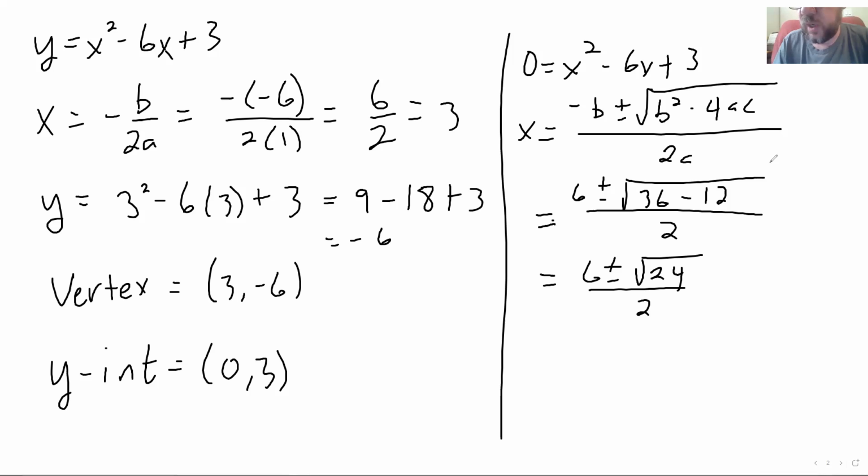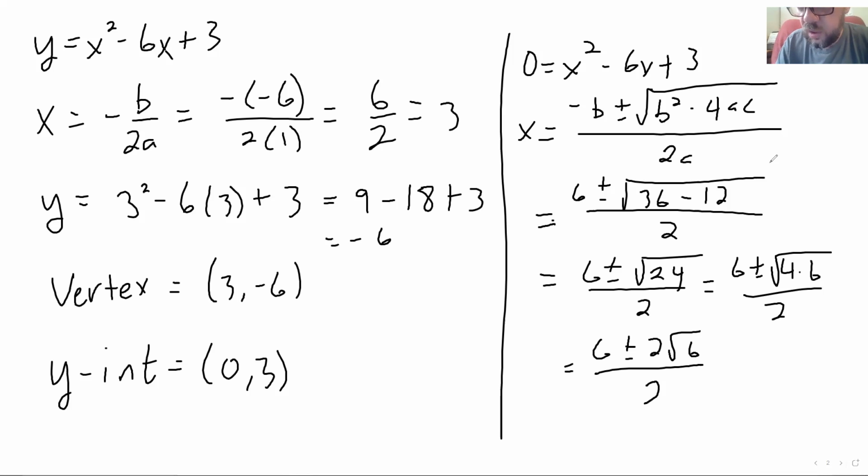So the biggest square that goes into 24 is 4. So this is 6 plus or minus the square root of 4 times 6 over 2, which is 6 plus or minus 2 root 6 over 2.